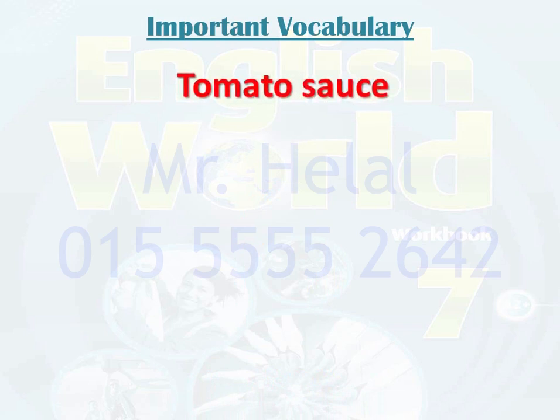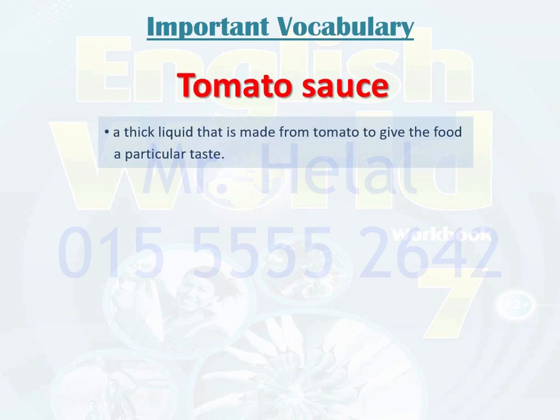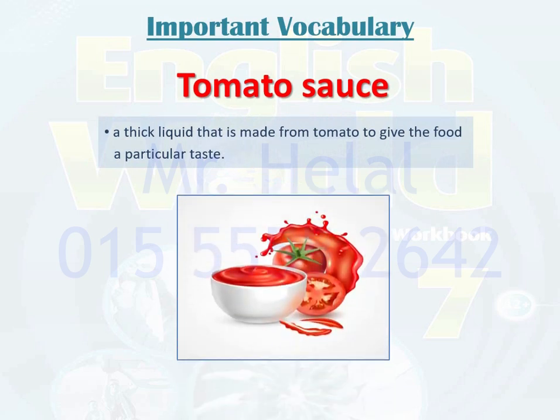Tomato sauce. It's a thick liquid that is made from tomato to give the food a particular taste. يعني صلصة الطماطم هو سائل سميك مصنوع من الطماطم علشان يدي الأكل مذاق معين.